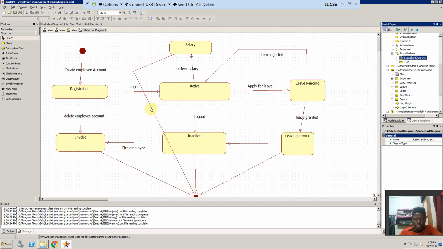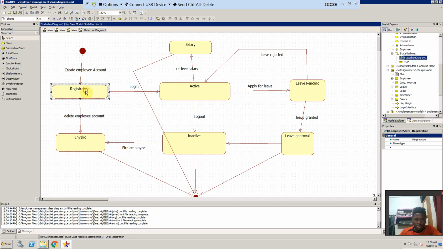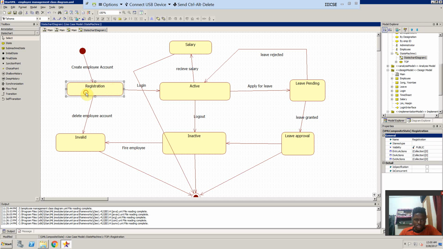So we have the state chart diagram here, and I'm going to explain it. First of all, we have the initial state, and then we create the employee account. When you create the employee account, it moves to the registration state. From this registration state, either the employee can log in and move to the active state, which means the employee is now active, or the employee's account can be deleted and it moves to the invalid state, which means the employee is non-existent.